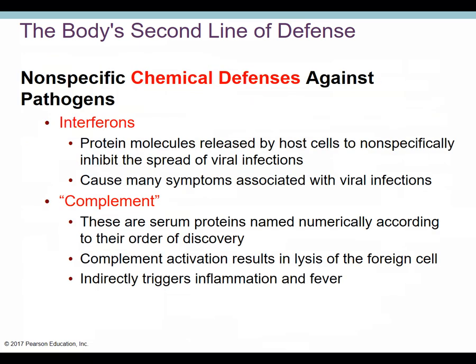There are also some white blood cells that will secrete something called interferon, which specifically prevents the spread of viral infection. And also there are some chemicals called complement, which are also released by white blood cells, and they actually work to break apart foreign cells. I can't recall why it's called complement. It seems like a terrible name, but it's a series of proteins that is secreted to destroy pathogens.